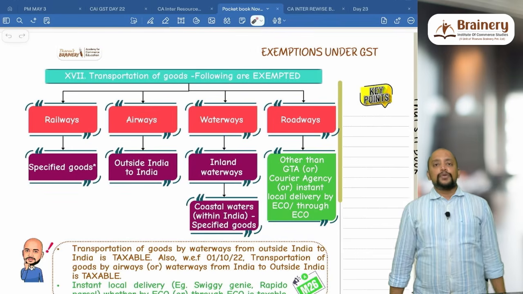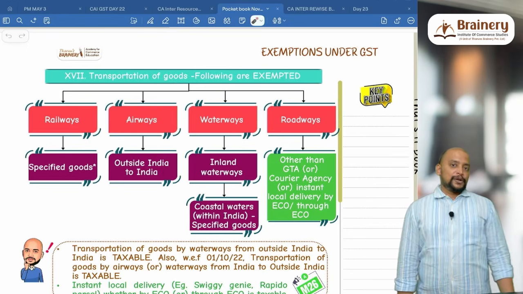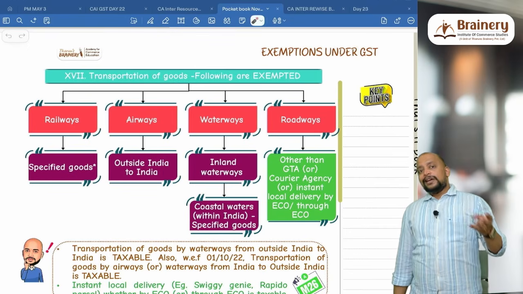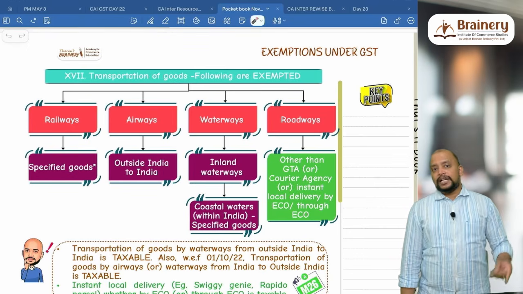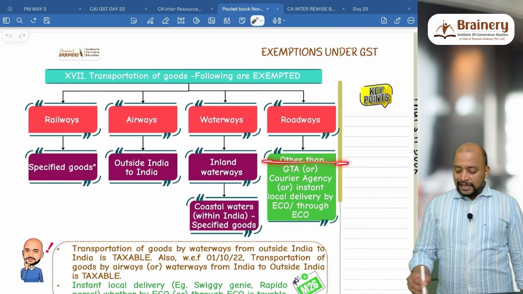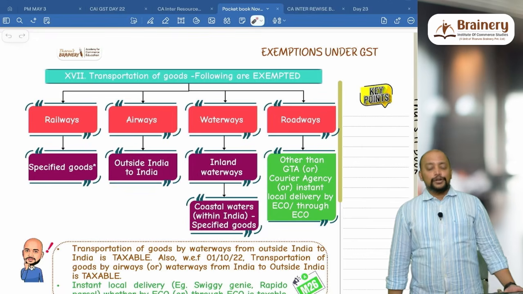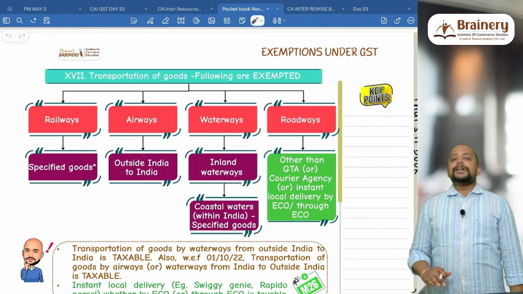Then when it comes to roadways, only 3 are taxable. Remaining transportation of goods by roadways is exempted. GTA, courier and instant local delivery. These 3 are only taxable, remaining are all exempted. So other than GTA, courier or instant local delivery, by e-commerce operator or through e-commerce operator will be exempted.